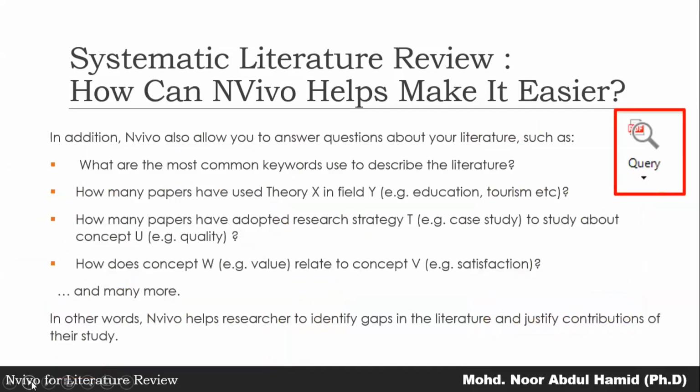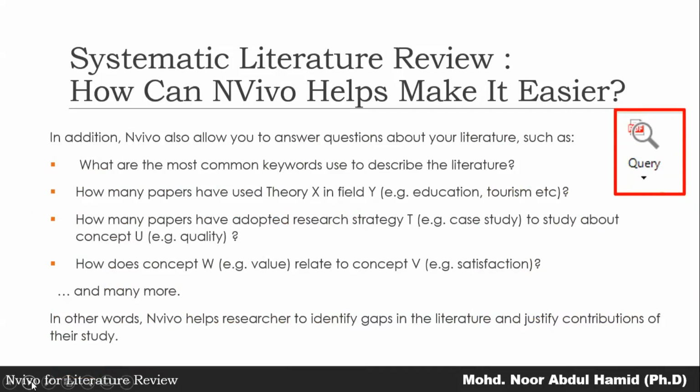Okay, so in addition to that, NVivo also allows you to answer questions about your literature. So in this case, you can explore your literature. For example, this is especially helpful if you want to write a meta-analysis paper. You want to do some meta-analysis of your papers, of your literature.